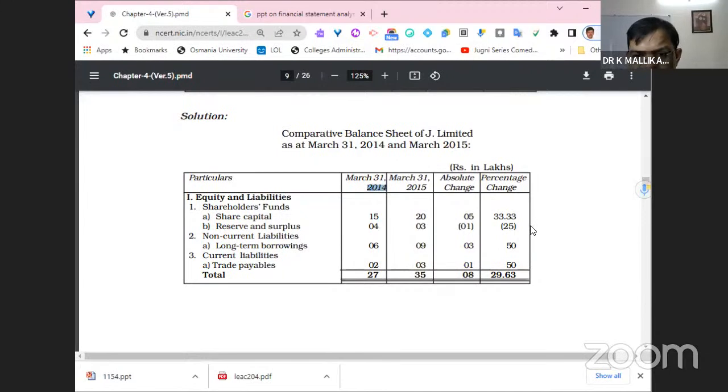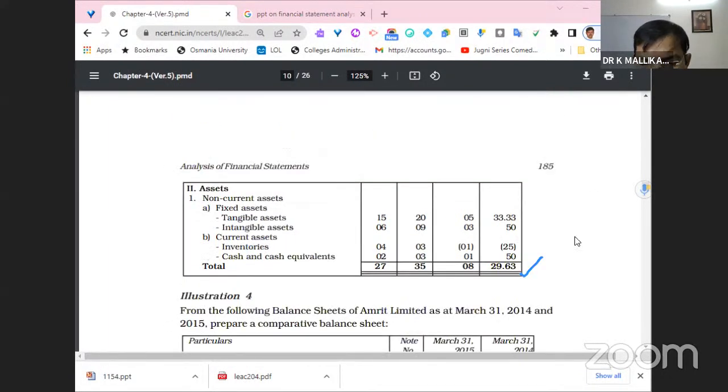Okay. So the total long-term liabilities or total equity liabilities are increased. What is the percentage increase here? 29% has increased. To compare previous year and current year, the total equity and liabilities are increased 29.63%. Okay, now we'll compare to others. See the assets. Assets also increased 23.9%, whereas the tangible assets are increased by 33.33%.